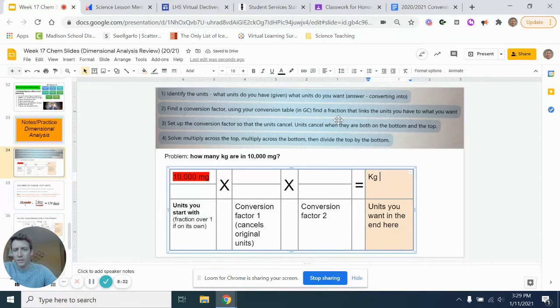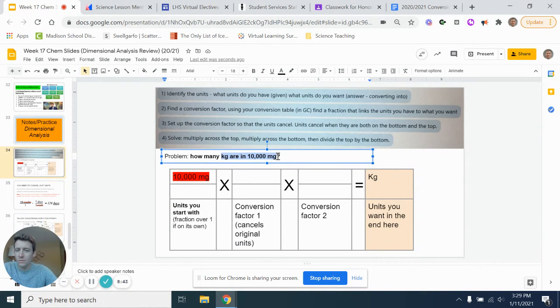Step 2. Find a conversion factor that links the two. Well, here's where it gets tricky with this one. You're going to see when I go to the table that there is not a conversion factor that links kilograms and milligrams. There's nothing. But I bet I could find one that has kilograms going to something and milligrams going to that same something. So let's look.